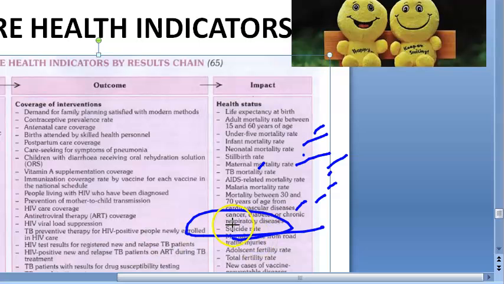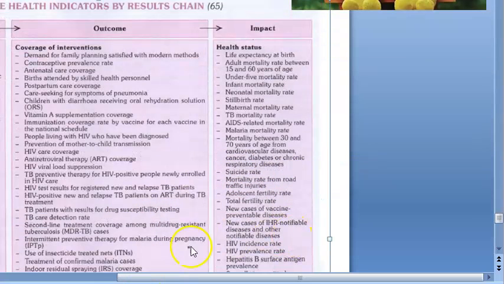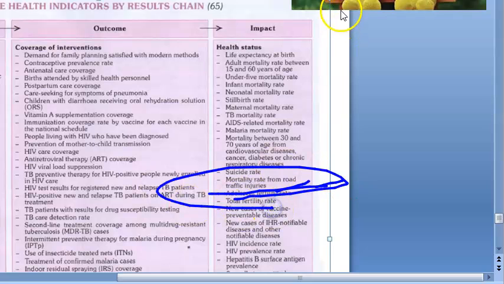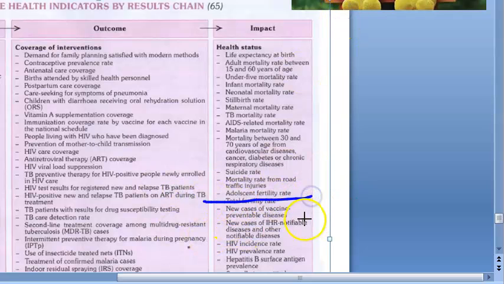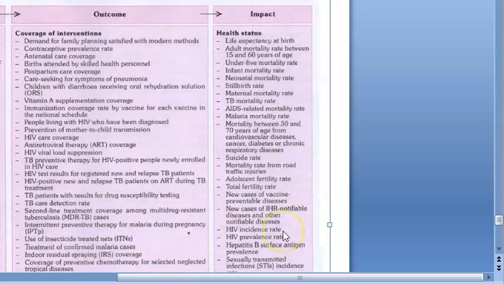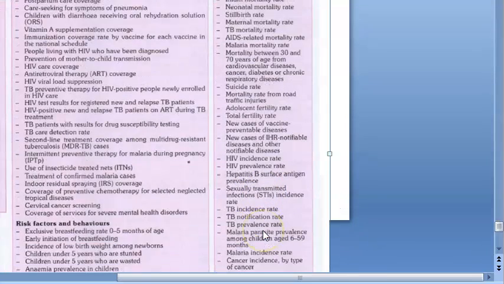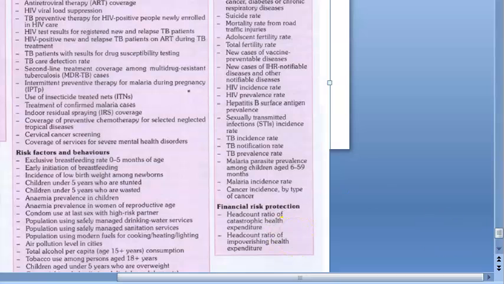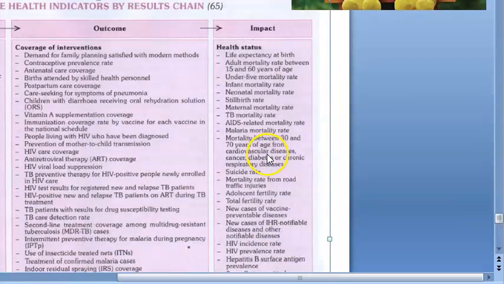Then you have fertility rates. Here again, fertility is new. So far we didn't see fertility rate. Adolescent fertility rate, total fertility rate. So they want to see how many adolescents are also giving birth. Morbidity. When it comes to morbidity, all about diseases you will write. New cases of vaccine preventable diseases, IHR notifiable diseases, HIV incidence rate, HIV prevalence rate, hepatitis, STIs, TB. I know you're getting tired, guys. So many are there. Malaria, cancer, all that is coming under health status.